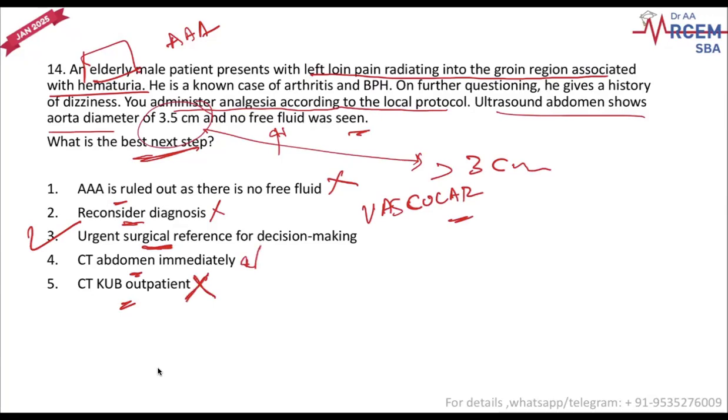Because this patient is symptomatic, presented with abdominal pain, and the abdominal aorta diameter is 3.5 centimeters.